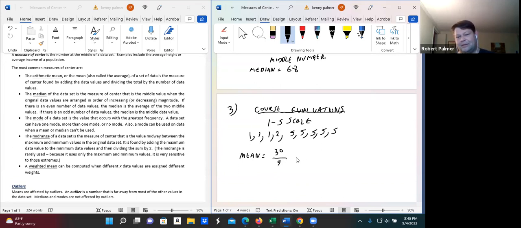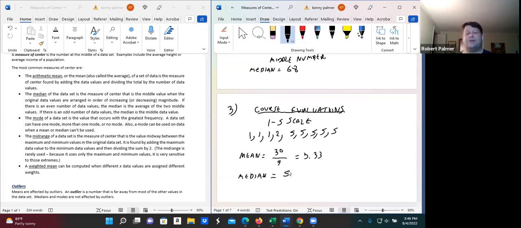Okay, that is about 3.33. So that's our mean course evaluation. But now see what happens with the median. Once again, the median is the middle number, so we have 9 values. So count up, our middle number is right here, which is 5.